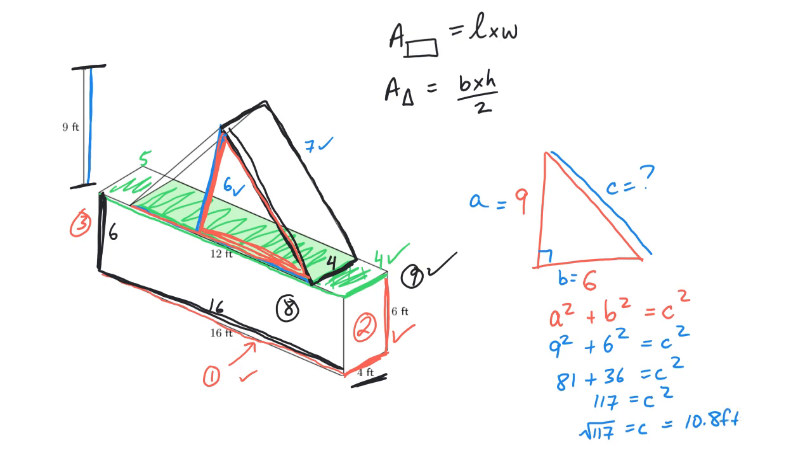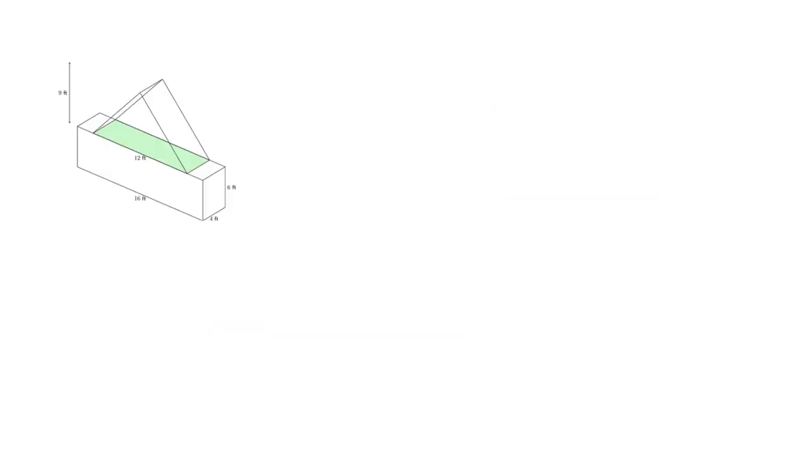So that is the length of my unknown rectangle here. That's the piece that I was missing. So my width is 4 and my length is 10.8 feet. Now I have all the measurements I need in order to calculate my total surface area. So I'm going to make a list of all the different parts.